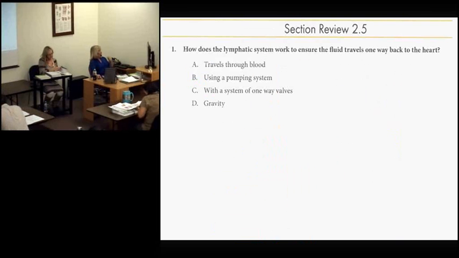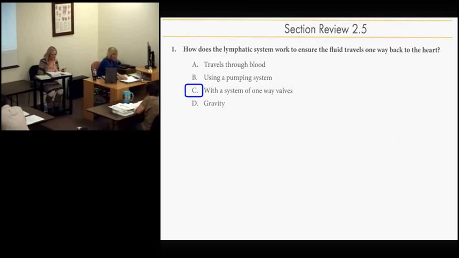Exercise 2.5. How does the lymphatic system work to ensure the fluid travels one way back to the heart? With a system of one-way valves. C. Wouldn't be gravity, right? Or what would happen? All your lymph would be in your feet. You'd have to stand on your head.